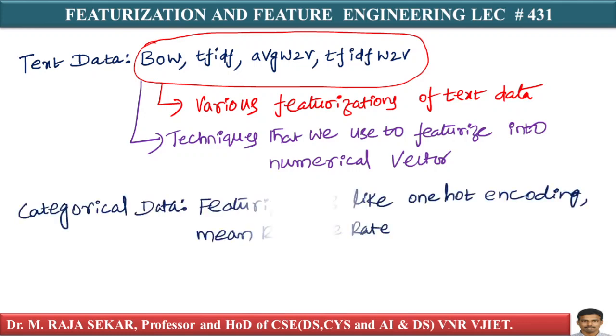Similarly, for categorical data, we have learned a bunch of featurization techniques like one hot encoding and mean response rate. We have seen a couple of techniques of featurizing categorical data. Similarly, we have seen very domain specific methods of featurizing categorical data. Let's look at other types of data.